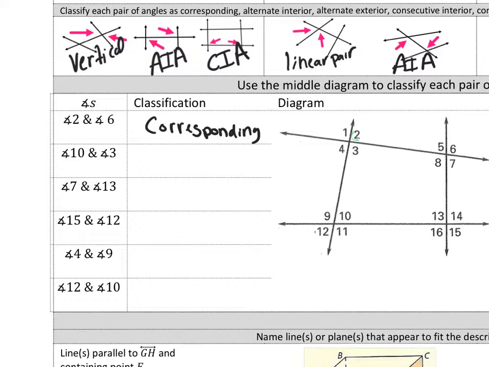The next one says 10 and 3. So here's 10, here's 3. Those are on the same side of that transversal, and they're also on the inside. So same side, inside angles, consecutive interior angles. Seven and 13. These guys are on opposite sides, but on the inside. Opposite interior angles, or alternate interior angles, is the appropriate name for those.